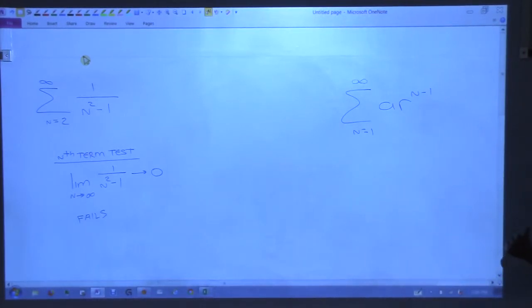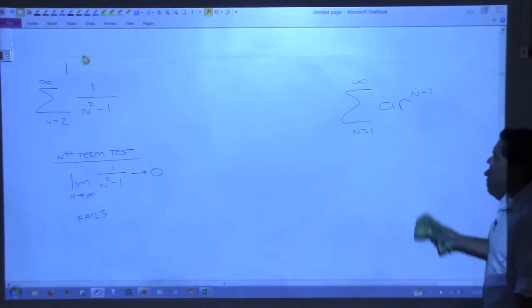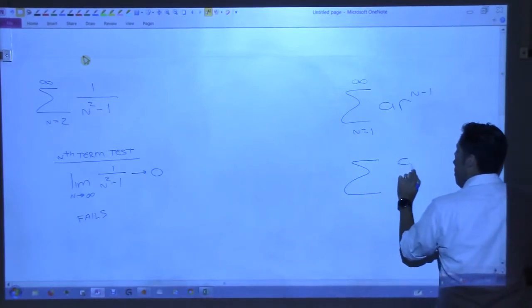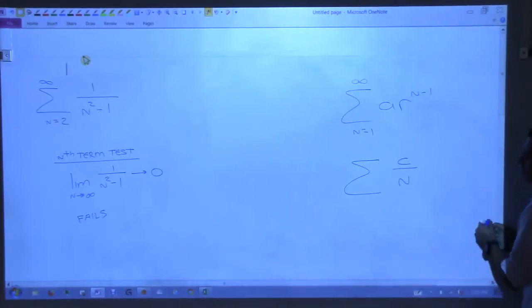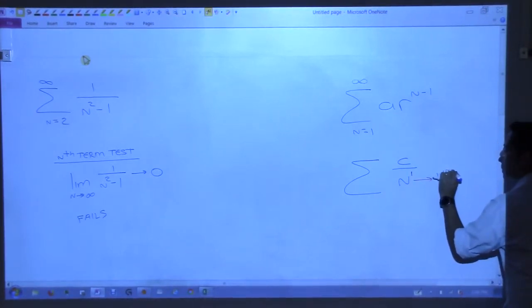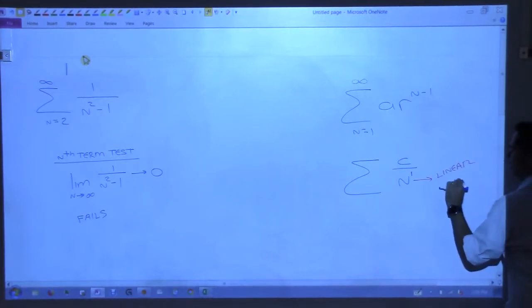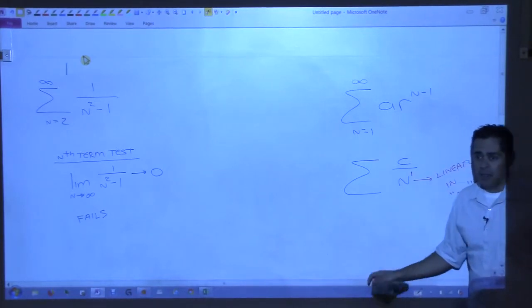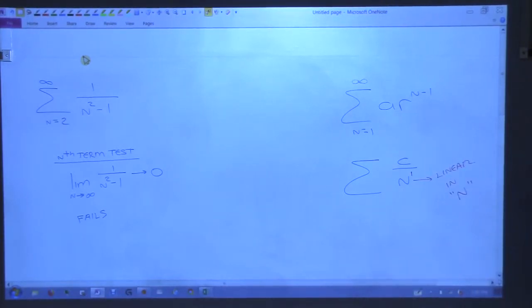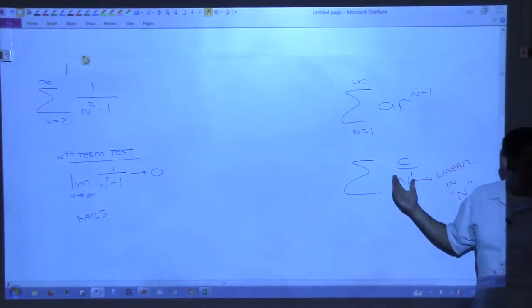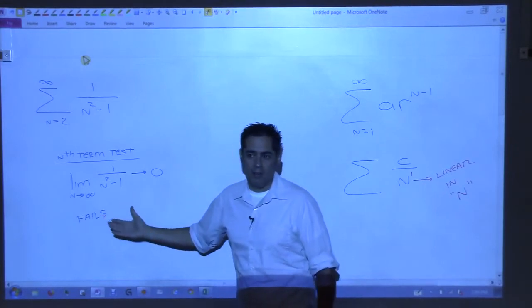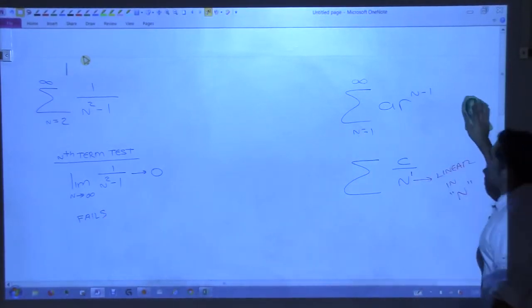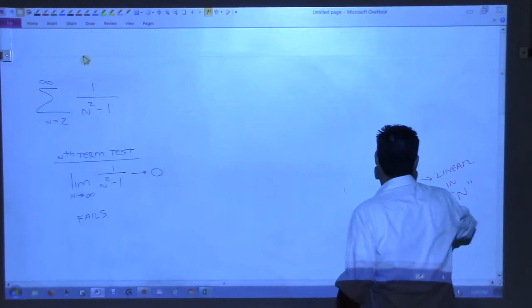Agree? Okay. Now, is it harmonic? So harmonic, I said, looks like c over n. And the big thing to see here is that when I say n, I mean n to the first power. So this right here is linear. Linear in n. So harmonic series have to be linear in n. That's quadratic in n. So of the things we've looked at, it's neither one, right? And it's also failing this test. So what is it?